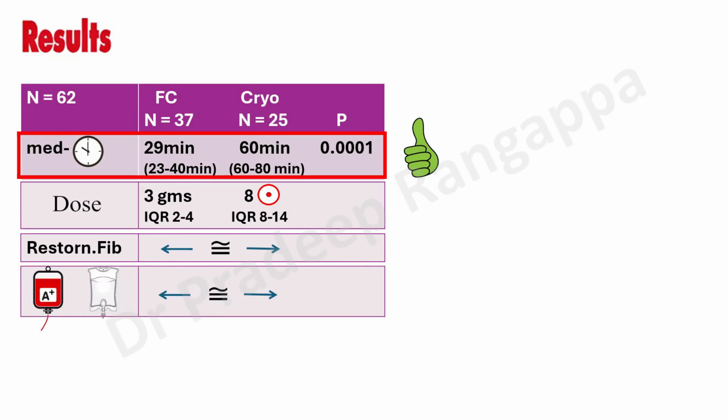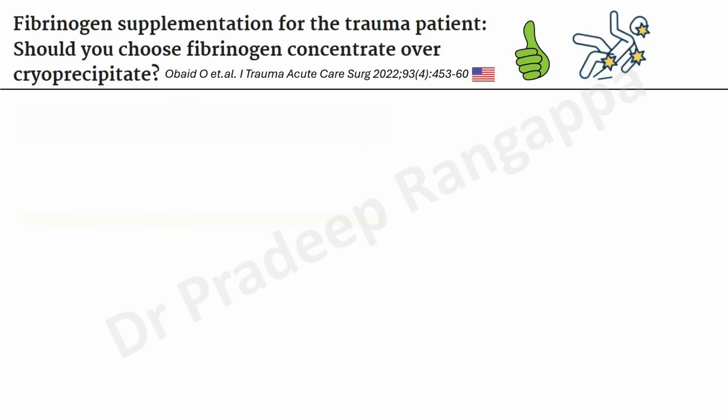And they looked at the amount of blood and fluids that was needed. That was also similar with fibrinogen concentrate. So the only positive finding in this study was that the time taken for replenishing fibrinogen was much quicker. That was one study.